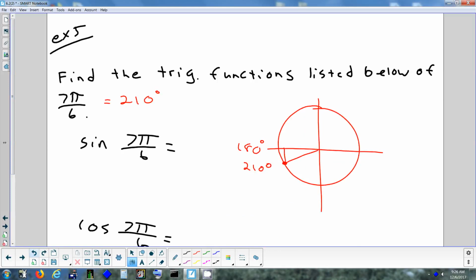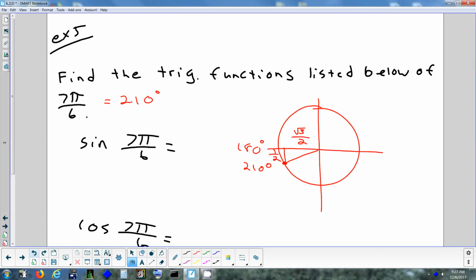So the long side, is that on the x-axis or the y-axis? Yeah. The x-axis. And how long is the long side in a 30, 60, 90? Square root of 3 over 2. Yep. And the short side? 1/2. Okay. So now I've got my sides labeled correctly.